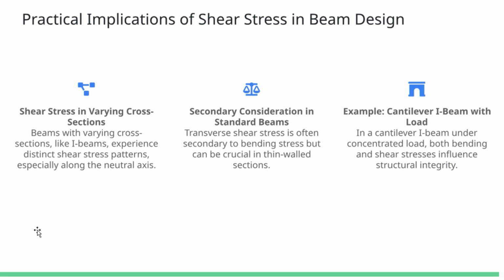Shear stress in varying cross sections. Beams with varying cross sections, like an I beam, experience distinct shear stress patterns, especially along the neutral axis. Secondary consideration: in standard beams, transverse shear stress is often secondary to bending stress, but can be crucial in thin-wall sections. And a cantilever I beam with load: in a cantilever I beam under concentrated load, both bending and shear stress influence structural integrity.